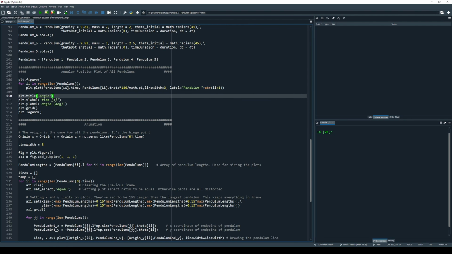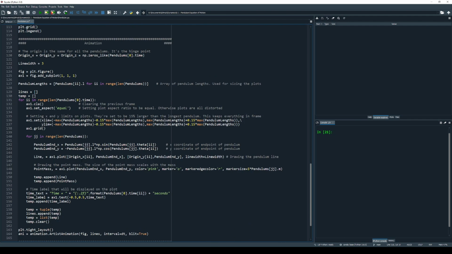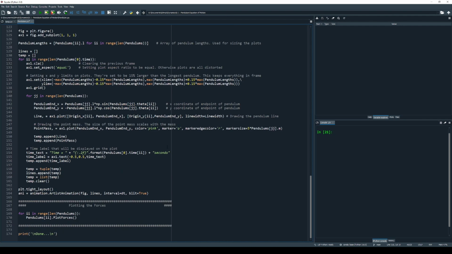Going down a little further, I won't go through this. It's a little involved, but this is the code that creates the animation of all the pendulums moving. And this Python script will be available on our GitHub. There'll be a link in the description. Go there. You can play with the code as much as you want. And then this plots the forces.